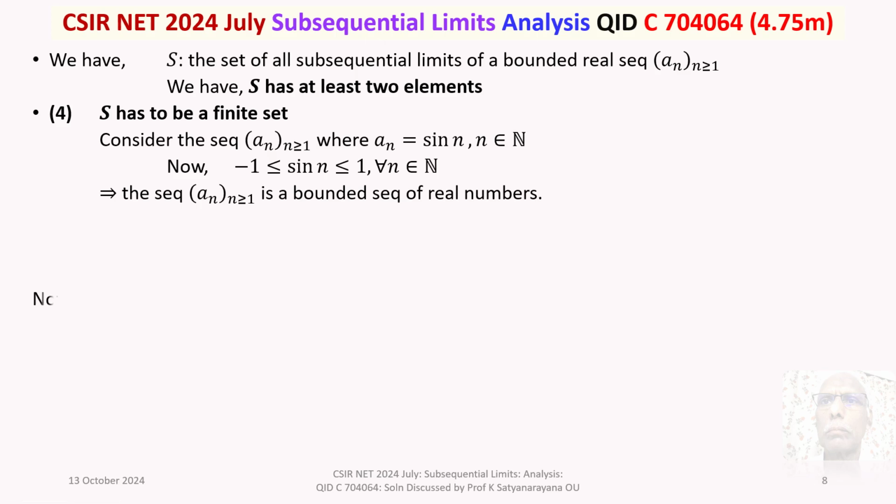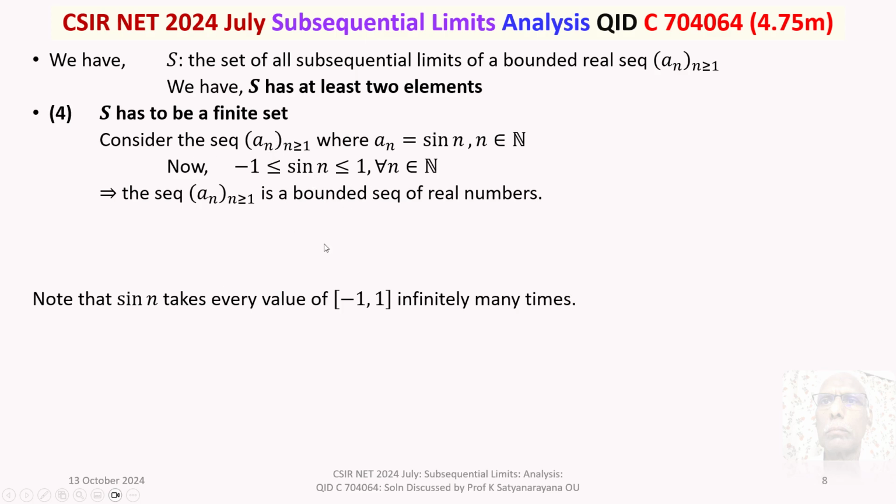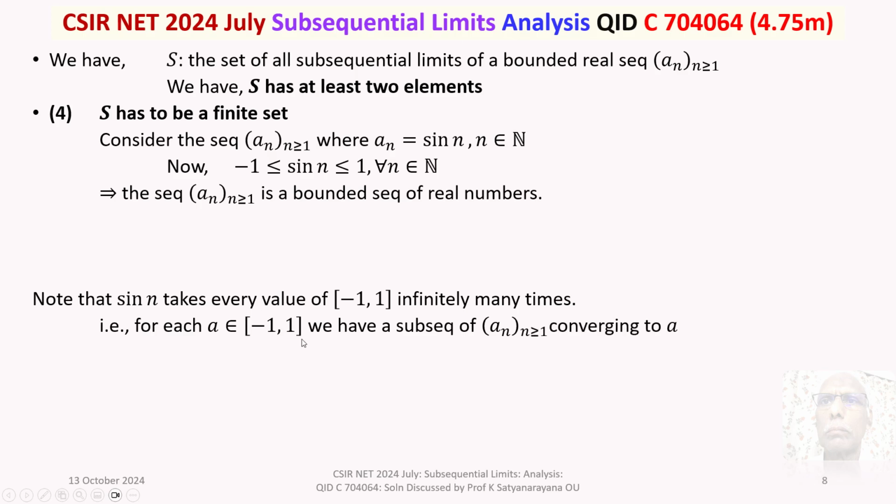Now, note that sin n takes every value. And what is the range of this sequence, that is sin n? That is minus 1 to plus 1, the closed interval. So, note that sin n takes every value of the closed interval minus 1 to plus 1 infinitely many times. That is, for each a belongs to the closed interval minus 1 to plus 1, we have a subsequence a_n converging to a. If you have not followed this, we will illustrate by means of the diagram.